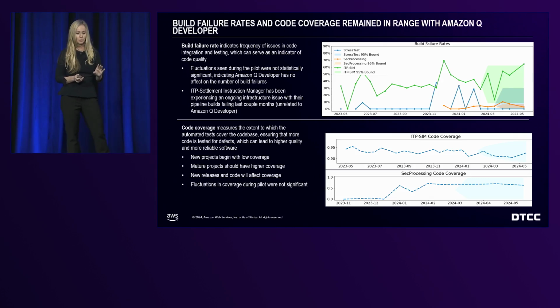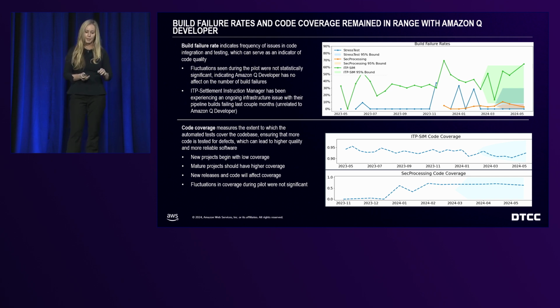And the fluctuations we saw during the pilot were not statistically significant at the time, and that led us to the conclusion that Amazon Q Developer has no effect on build failures. There was one large fluctuation you can see in the green. That was indicated by just an anomaly in our ITP settlement instruction manager, not related to the development tool.